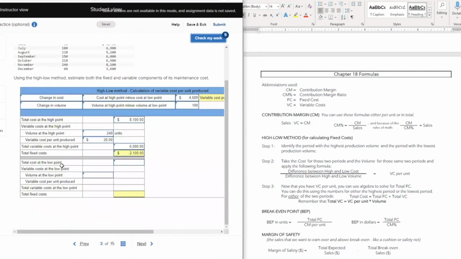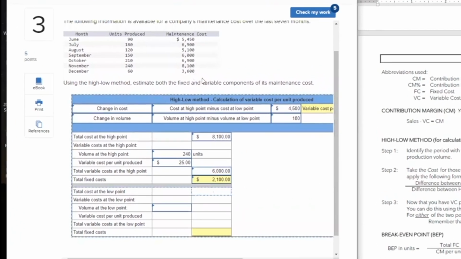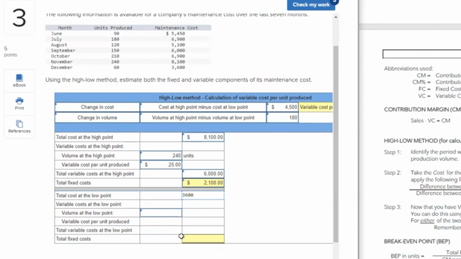You don't really have to do this in the real world, but we're going to do it anyway because they want us to. We're going to get 2,100 again because the fixed costs don't change every month, right? Total cost at the low point, 3,600. Volume at the low point, 60. And again, the variable cost per unit is $25. We already figured that out. 60 units times 25 a unit is 1,500. The variable. Total being 3,600. The variable is that. So the rest of it is fixed. That's total minus variable equals fixed. Notice they're the same. No matter which month you do, you're going to get the same number because the fixed costs are the same every month. That's why they're called fixed costs.